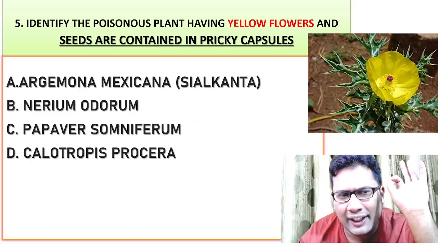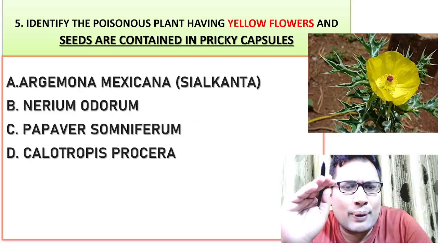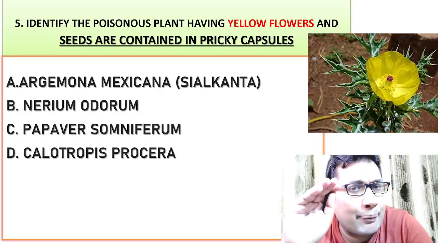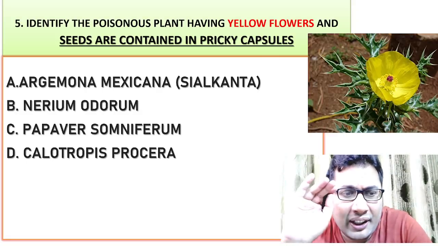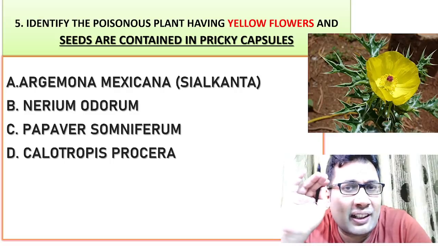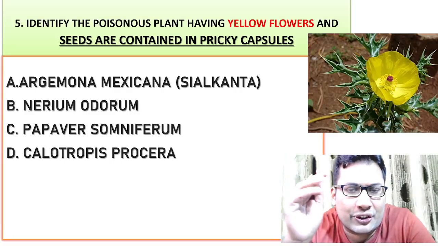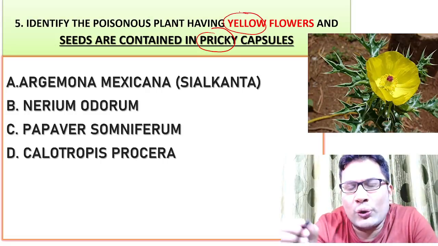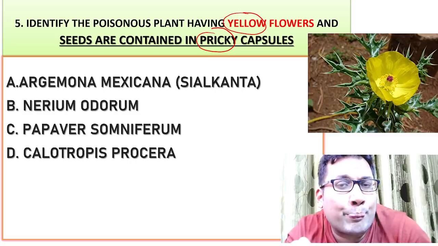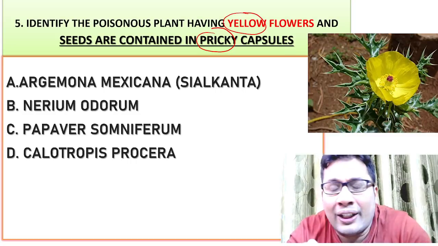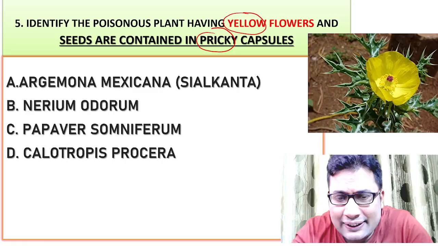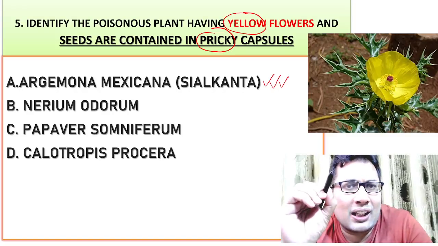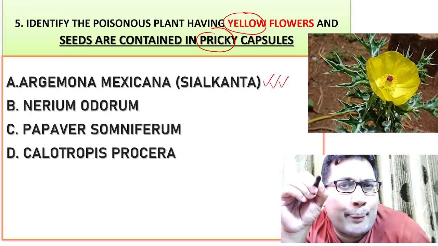Question number 5, identify the poisonous plant having yellow flower. Remember, yellow flowers can be seen in yellow oleander, but here the seeds are contained in prickly capsules. So the words here are prickly and yellow. You can see this is the prickly poppy plant, nothing but Argemone mexicana. So the answer for this question is Argemone mexicana, also known as prickly poppy plant.